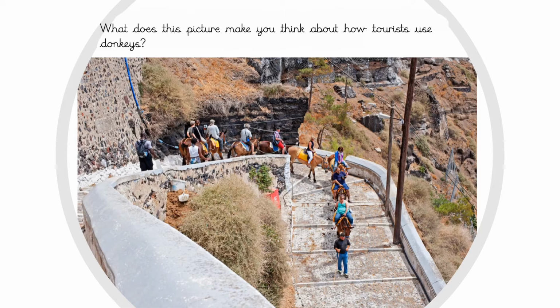I've put this picture back on for you just so that you can keep in mind exactly what it is that we're looking at for our English lessons. Remember, we're going to be writing a persuasive letter to the country of Greece to try and hopefully stop them from using the donkeys for tourism. So again, look at this picture, make sure you understand what's going on in it.